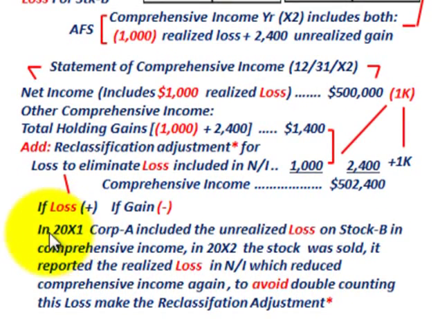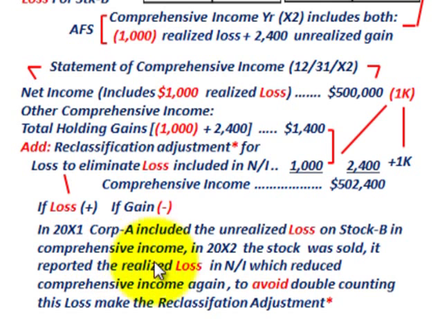Now, if we look at it in these terms, in 20X1, Corporation A included an unrealized loss on stock B in their comprehensive income. We didn't go through the calculations or show the statement for comprehensive income, but for the end of 20X1, any unrealized loss in the stock would have been included in their comprehensive income, and that was the $2,000 loss we're looking at on that stock. And in 20X2, the stock was sold.